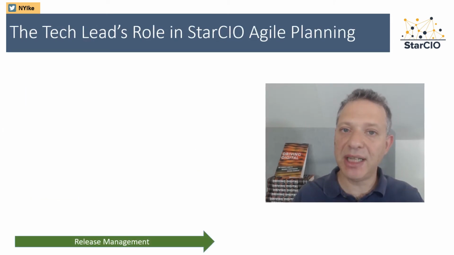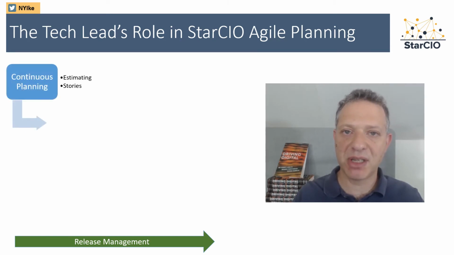Let's look at the technical lead's role in the StarCIO Agile planning process, starting with continuous planning. In continuous planning, we're starting with epics and features, breaking those down into stubs and then stories. And the technical lead is partnering with the product owner to assist in that breakdown, right? Because particularly when you go from features into stubs and stories, we want to make sure that it's a breakdown that the team can execute on. In StarCIO's framework, the technical lead is also providing an initial estimate before the team provides a finalized size against that fully written story.